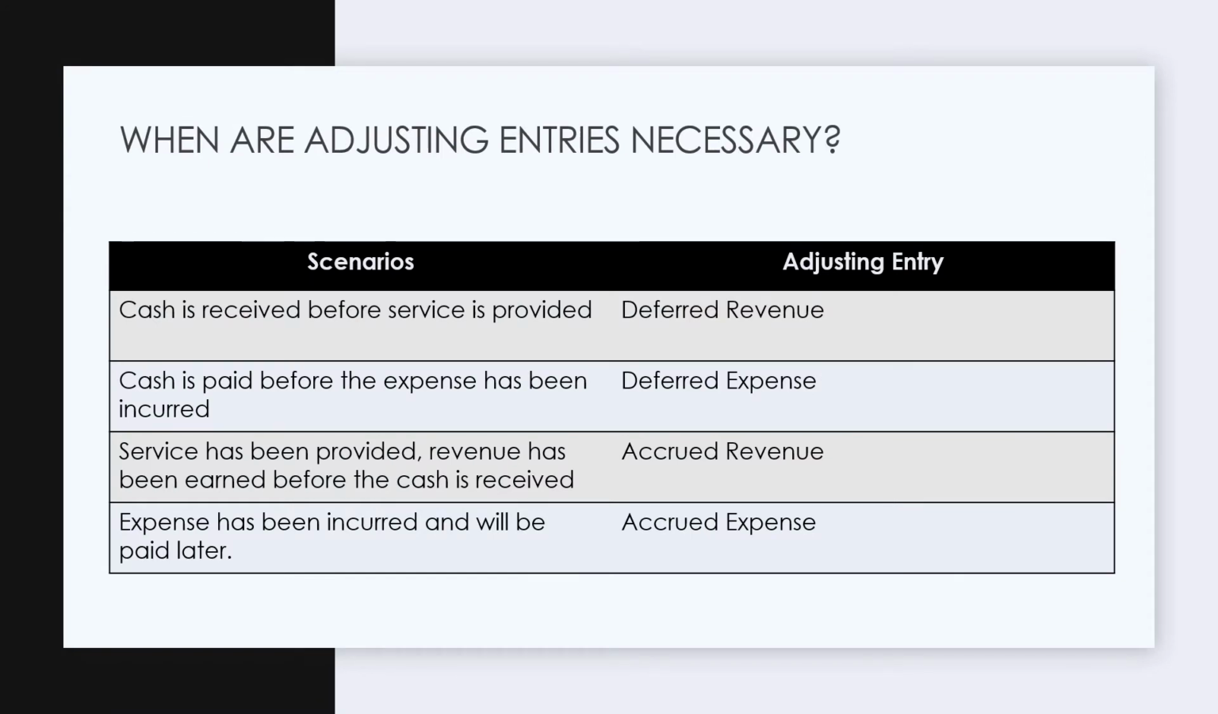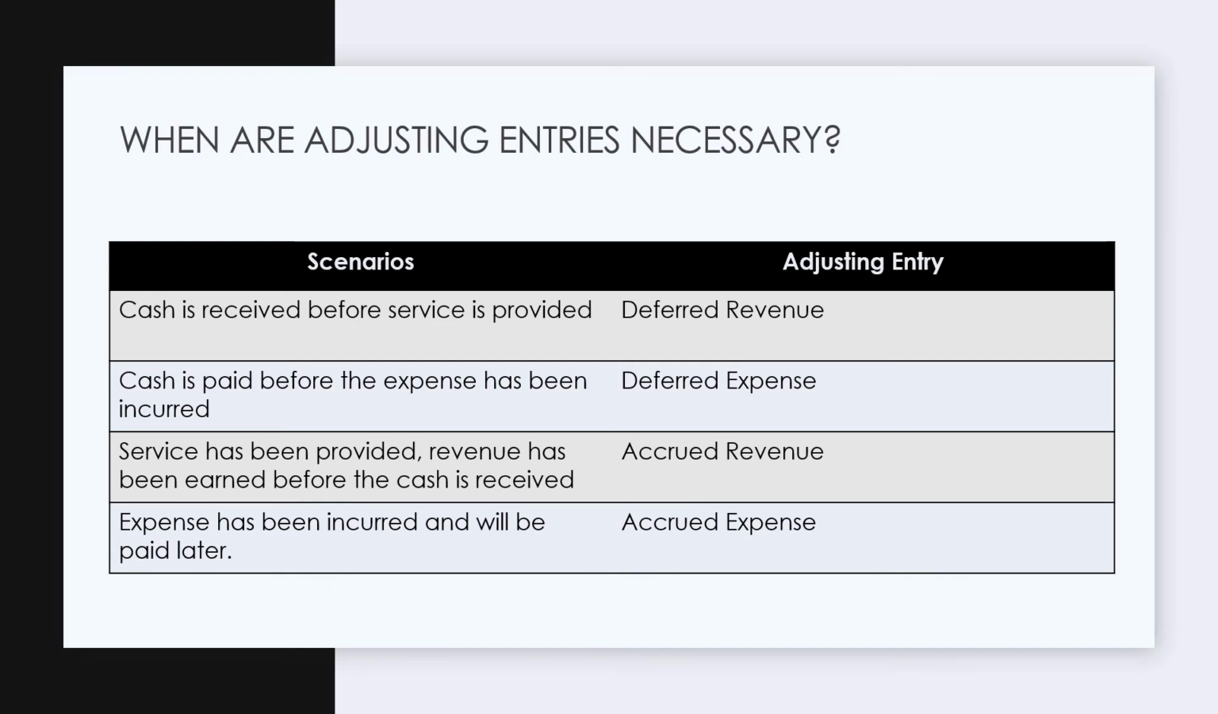So, when are adjusting entries necessary? Adjusting entries are necessary when we have deferred revenue, deferred expense, accrued revenue, and accrued expense. A deferred revenue is when companies receive the cash before they have provided the service. A good way to think of this is airlines receiving your money before you go on your flight.